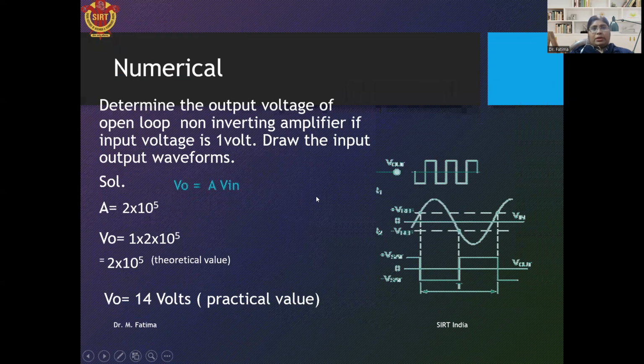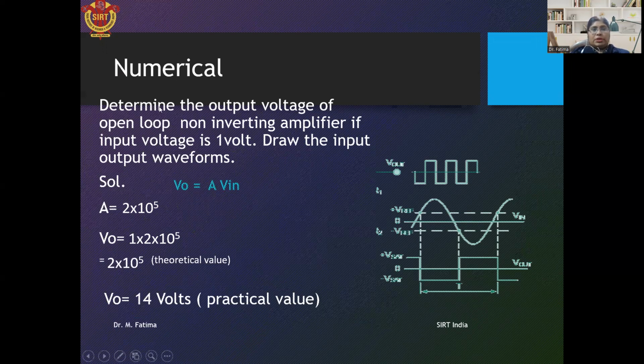Take another numerical. Determine the output voltage of an open loop non-inverting amplifier if the input voltage is 1 volt. Draw the input and output waveforms. Now the solution: we know that the output voltage is equal to A multiplied by Vin. Here the input voltage is 1 volt and A is equal to 2 into 10 raised to 5 for the open loop op-amp 741 IC.